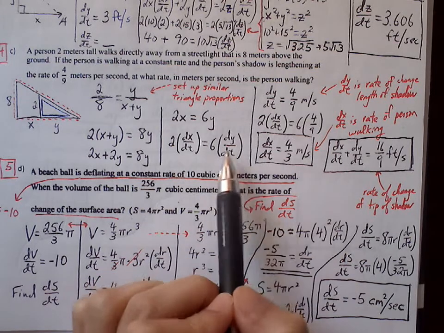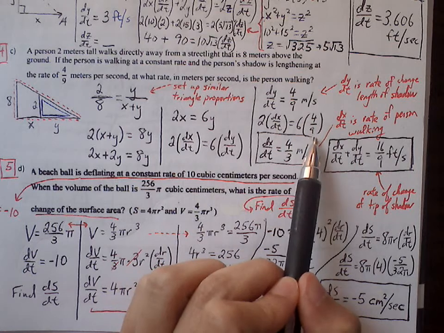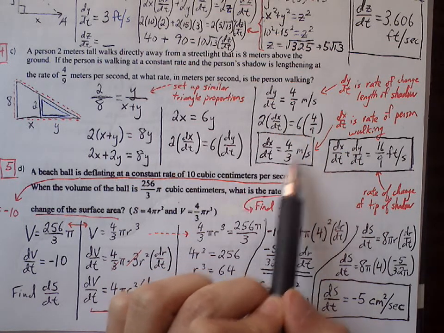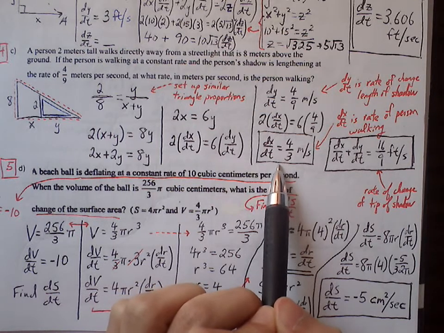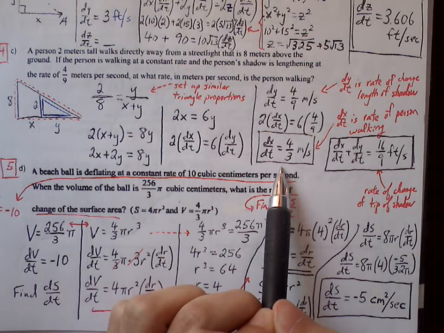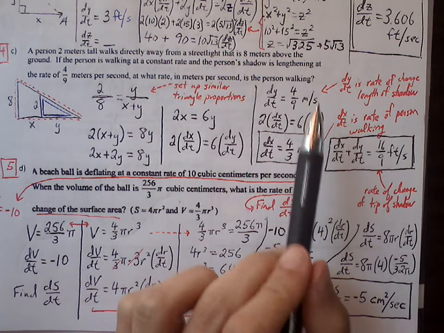So 4/9 plugs in for dy/dt, and we can just solve for dx/dt. So we get 24/9 divided by 2, which is 24/9 times 1/2, reduces to 4/3. So 4/3 is the rate of change that the person is walking. That's part A.